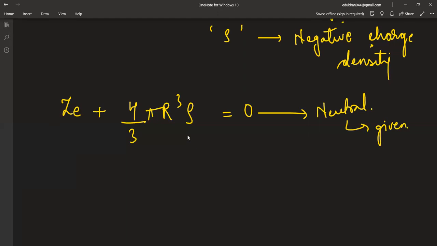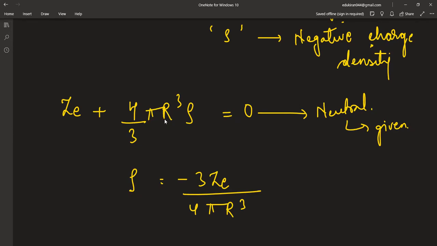Now, here this term will go, it will be negative. Let's write only rho. This will become minus 3, multiplied by Ze, and 4 pi capital R cube will come in the denominator, correct? So that becomes rho equals minus 3 Ze divided by 4 pi R cube.